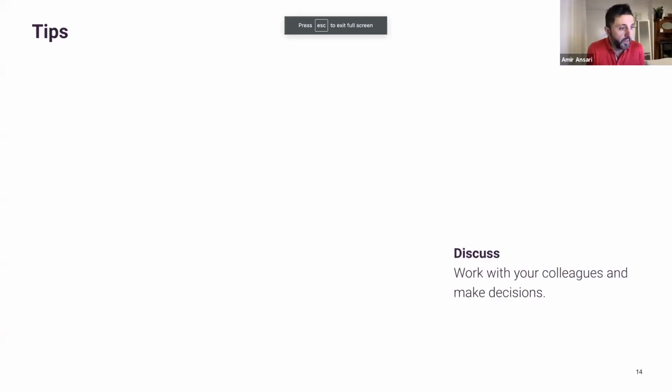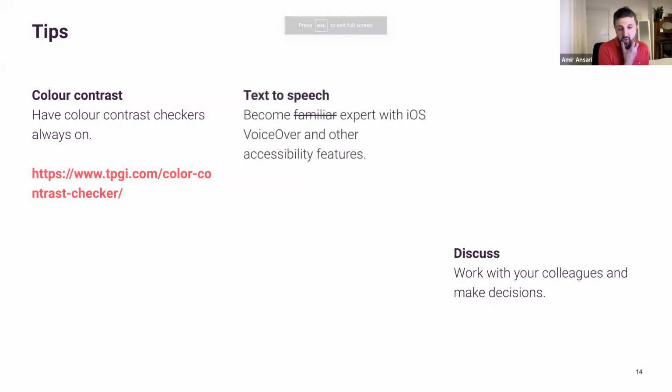Don't just become familiar with things like text-to-speech. Become an expert at all the accessibility features on your device or the operating system that you're building for. From zoom, magnification, transcripts and captioning, voiceover or text-to-speech functionality, you need to become an expert.